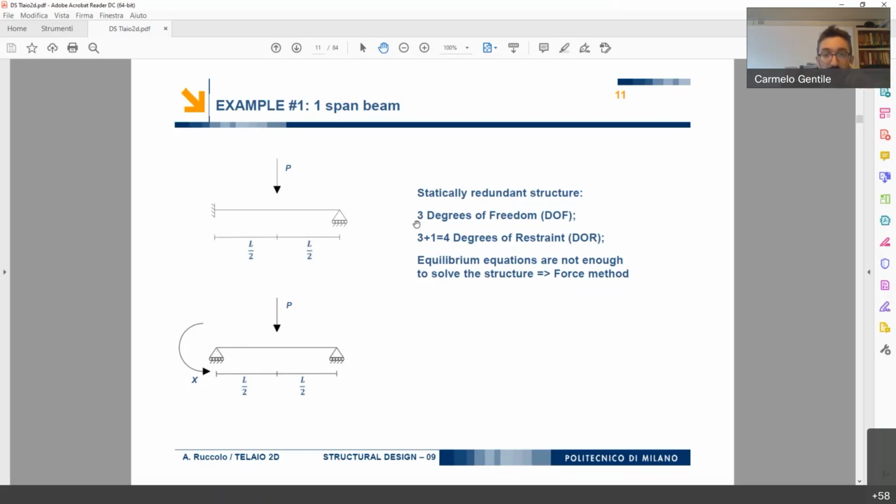So we are just spending one degree of freedom, one equilibrium equation, that is the horizontal displacement. We just say we don't use that equation, but we know that the associated horizontal reaction in this point is 0. So we get rid of 1 degree of freedom and 1 degree of restraint. In Italian, it is what is called l'abilità non sfruttata.